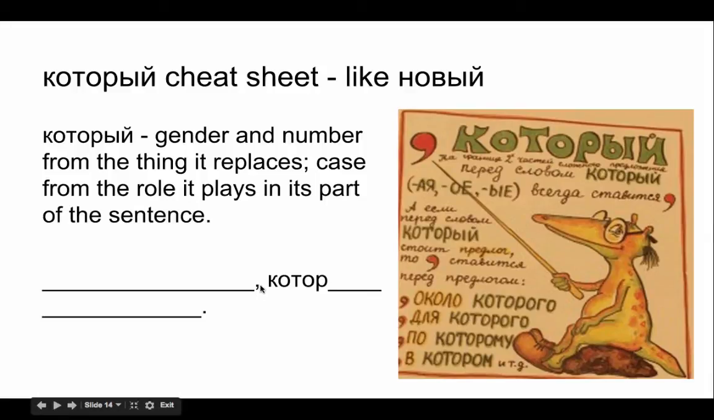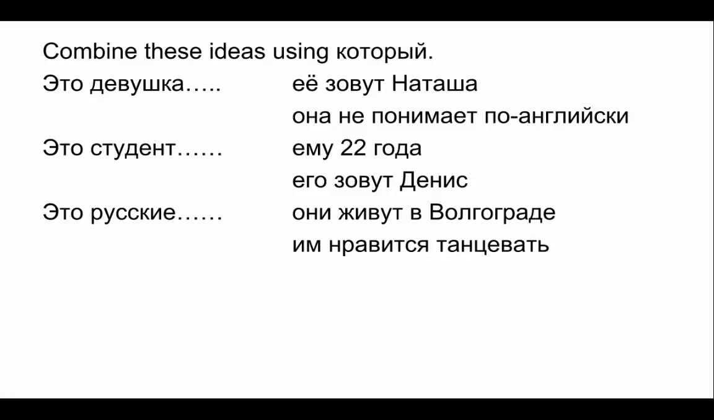Almost always, который comes right after the comma. The only exception, and this is what they're talking about here, is if there's a preposition with который. If there's a preposition going with который, the preposition will come right before который. And if you think about it, prepositions are always sort of smashed into the next word. So it's not even really a separate word in that instance. It's not separate from the meaning. So that's the only exception.